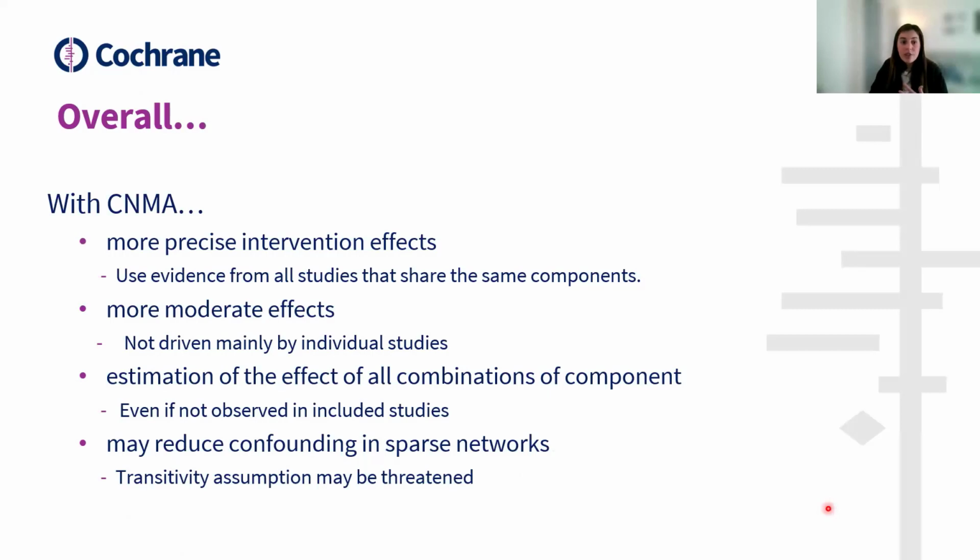So overall, with component network meta-analysis, we gain more precise intervention effects as we use evidence from all studies that share the same components. We also get more moderate effects because the effect estimates that we have are not driven mainly by individual studies, but they take into consideration all the information from studies comparing interventions sharing the same components. The estimation of the effect of all combinations of components is possible, even if not observed in included studies.